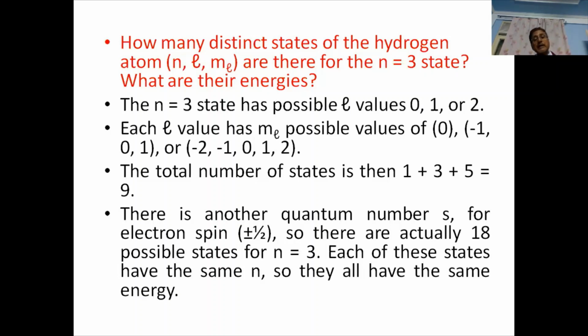Now there is another quantum number we have discussed, that is the spin quantum number. For electron spin, we have s is equal to plus minus half. So n multiplied by these two states, plus half and minus half, there will be actually 18 possible states for n is equal to 3. Each of these states has the same n, so that they all have the same energy.